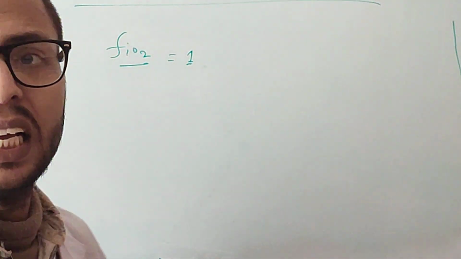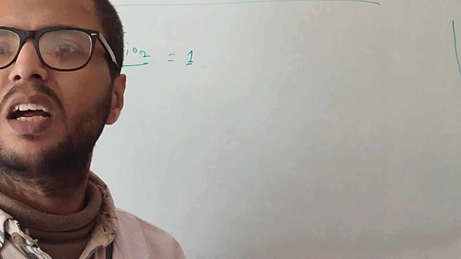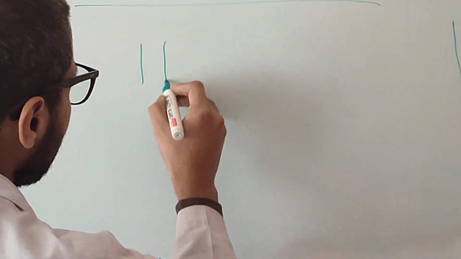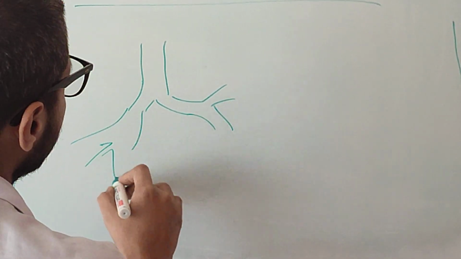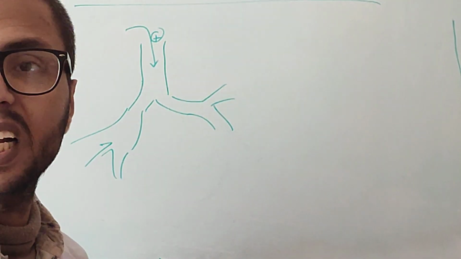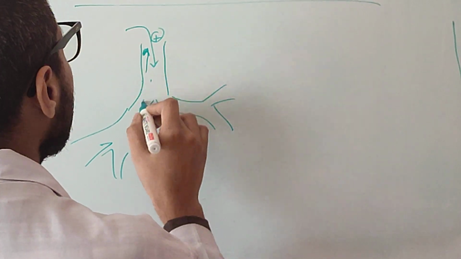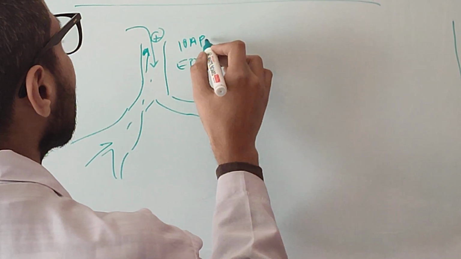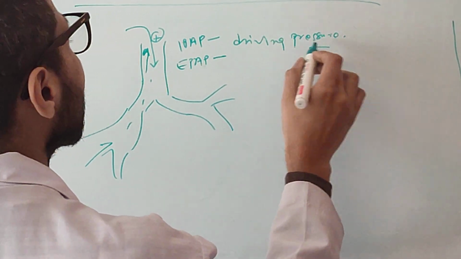And when you initiate NIV, you need to know some of the terminologies. Why do you need to know those? Because you have to set them. One is called inspiratory positive airway pressure. Let's suppose this is the trachea, and these are the bronchi. During inspiration, whatever positive pressure is applied to the airway is called inspiratory positive airway pressure. During expiration, whatever pressure is applied in this respiratory tract is called expiratory positive airway pressure. And the difference between inspiratory and expiratory is called driving pressure.